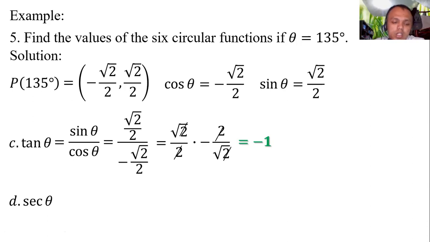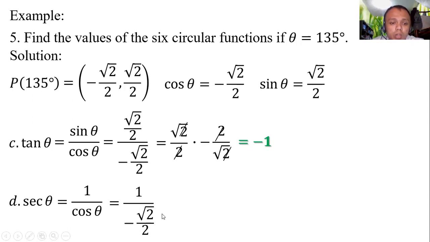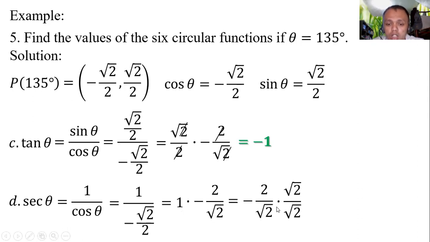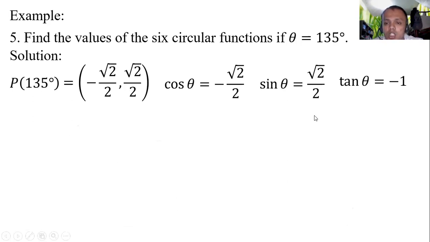Okay? Next, secant theta naman is 1 over cosine theta. No. Now, cosine theta natin is negative square root of 2 over 2. Then, get the reciprocal, 1 times negative 2 over square root of 2 is negative 2 over square root of 2. Then, rationalize natin, negative 2 times square root of 2 is negative 2 square root of 2 all over square root of 2 times square root of 2 is 2. Then, cancel this out, no? Then, we have negative square root of 2. Okay? So, yung tangent theta natin is negative 1.